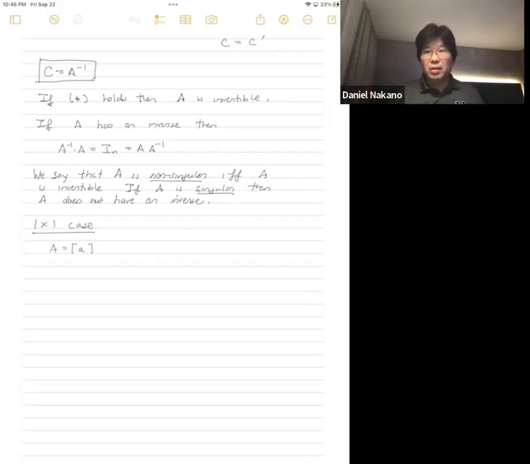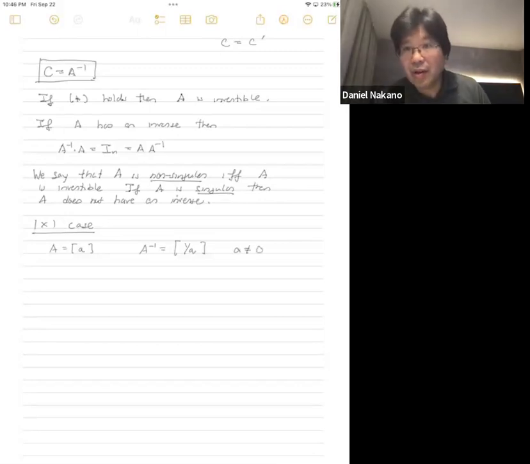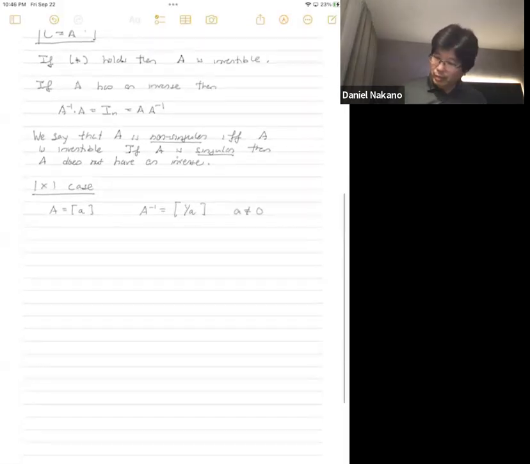Well, I think you all know the answer to that. It's namely when A is not 0. Here, A inverse is just 1 over A. So the inverse exists if and only if A is not equal to 0. Here A cannot be 0, and if A is equal to 0, then it's singular. All right, so let's do the 2-by-2 case.